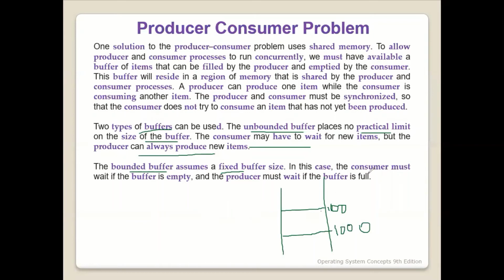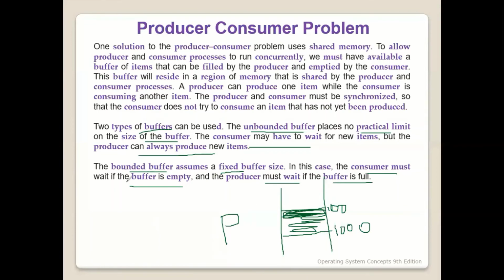So in this case, consumer must wait if the buffer is empty. If the buffer is empty, he has to wait. Producer must wait if the buffer is full. So if the buffer is full of data and consumer did not take it, the producer will wait until consumer takes some data. So for example, consumer emptied this location. So this location is empty. Now producer can try to fill the buffer. Can you get the idea?